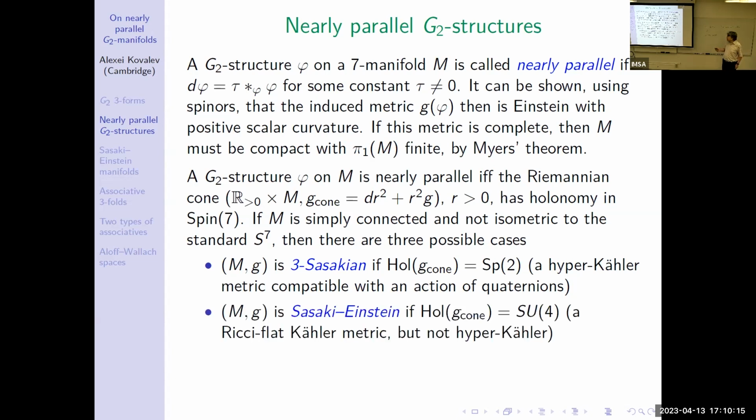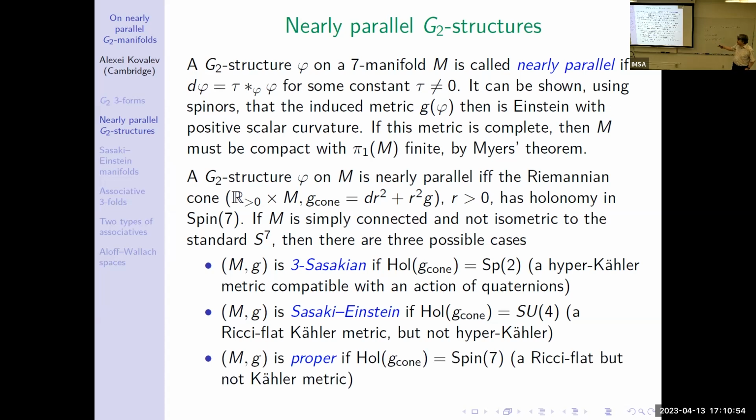Another possibility is that this cone will have holonomy SU(4). SU(4) contains Sp(2) as a subgroup, and SU(4) itself is a subgroup of Spin(7). Perhaps it's worth writing this down as well. So Sp(2) is inside SU(4), and that's inside Spin(7). So holonomy SU(4) means that it's a Calabi-Yau space, a Ricci flat Kähler metric, but not hyperkähler, so not more symmetric, not for the moment. One last possibility, we get all of Spin(7) as a holonomy group, so this is called a proper nearly parallel geometry. So these are the three possibilities, at least if the manifold is simply connected.